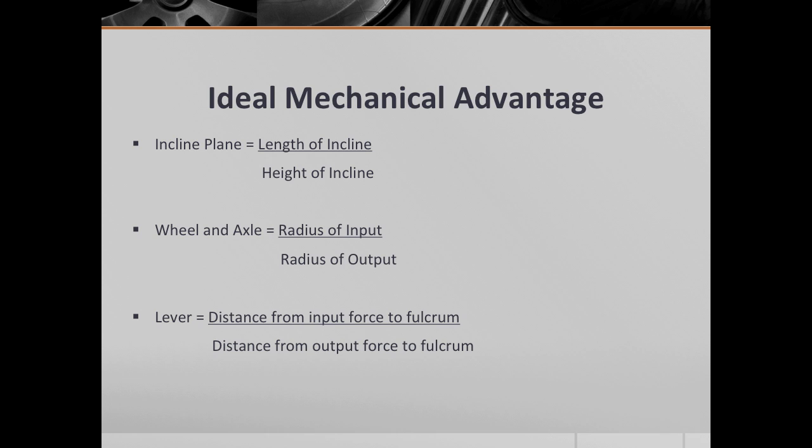Ideal mechanical advantage: here is how to calculate it. For an inclined plane, you would take the length of the incline divided by the height to figure out the mechanical advantage. For the wheel and axle, you would take the radius of the input divided by the radius of the output. For a lever, you would take the distance from the input force to the fulcrum divided by the distance from the output force to the fulcrum.